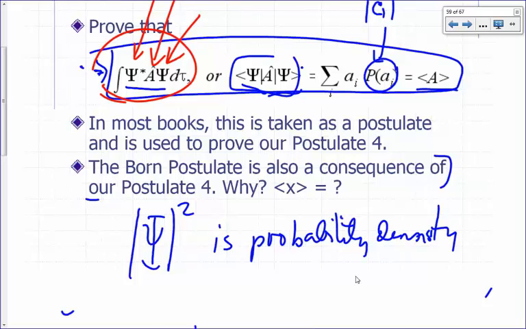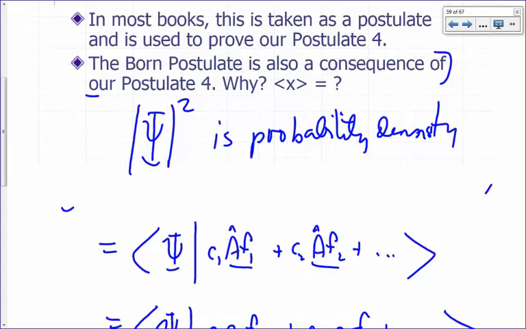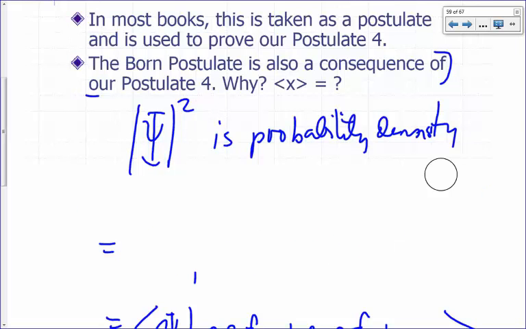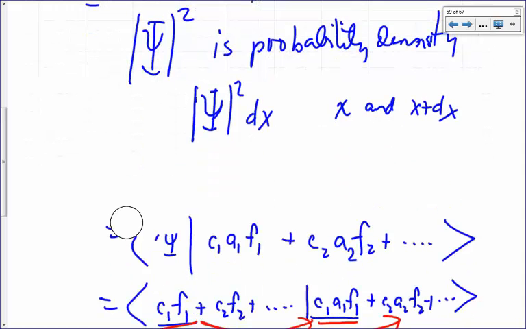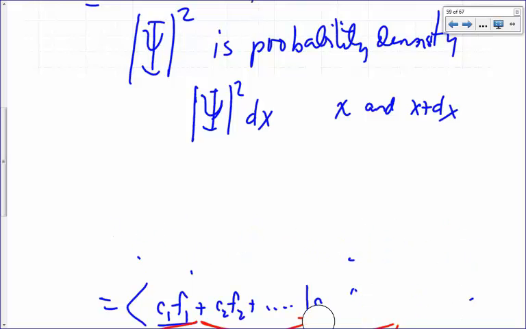More specifically, remember we said that the absolute value of psi squared dx is the probability of finding that particle between x and x plus dx, right? So let's see why that is a consequence of this postulate. That's why we did not give a number to the Born postulate, because we can just derive it from here.